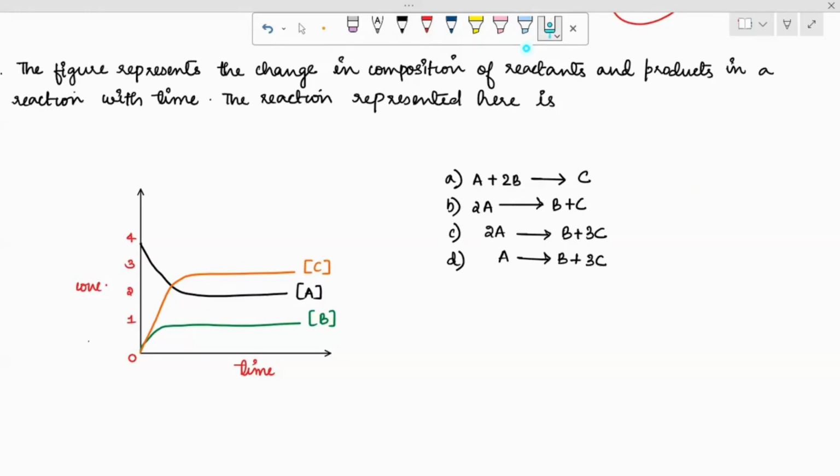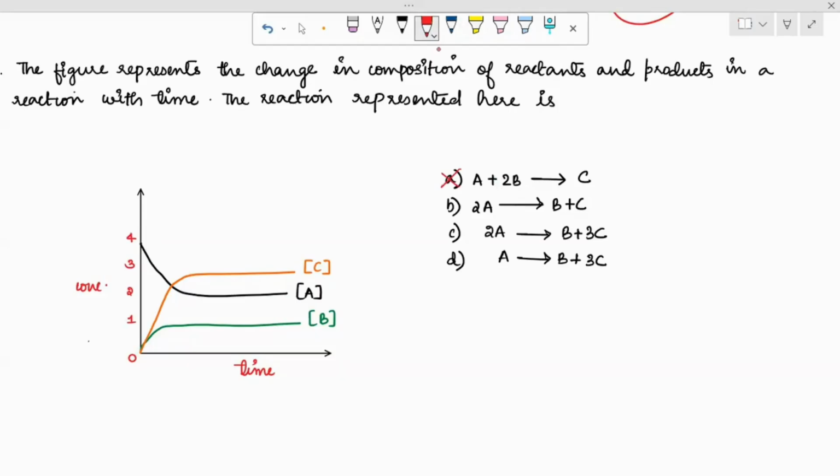So let's see. We can see that the graph of A is decreasing, and the species which decreases corresponds to the reactant. So of course, A is going to be the reactant, while B is increasing in concentration. The species which increases in concentration corresponds to the formation of the products. But here B is on the reactant side, and hence A is not the correct option. So you have to cancel the options that are not correct, which will make you more confident.